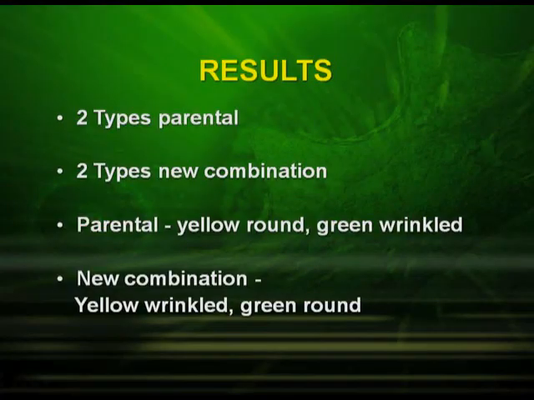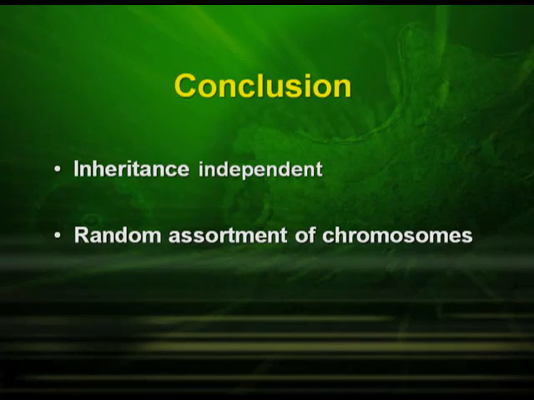So, what did you find in the cross? Now, you found that there are two types parental and two types new combination. Now, what were these parental types? The yellow round and green wrinkled. And what were the new combinations? The yellow wrinkled and green round. So, what he concluded? That the inheritance is independent and there is random assortment of chromosomes. That means there is random alignment of the chromosomes.